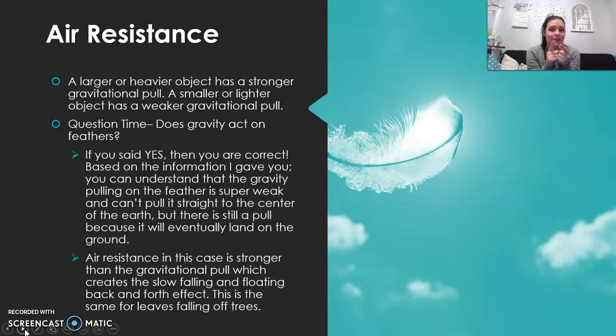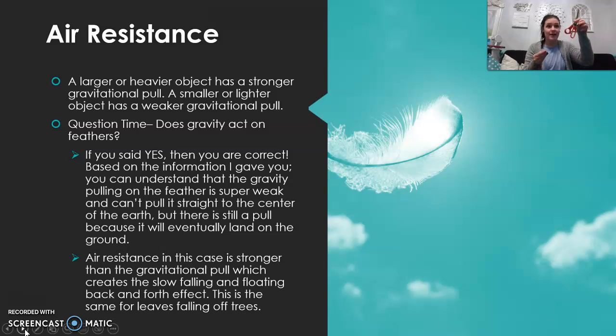So, it's question time. Does gravity act on feathers? I should have had the next couple of bullets fly in, because you shouldn't see the answer before I ask you for it, but I forgot to. If you said yes, then you're correct. Based on the information that I gave you, just because the feather is light, which means the gravitational pull is super weak, like on a piece of paper or a leaf or a feather, it's super light. So it can't pull it down very hard.